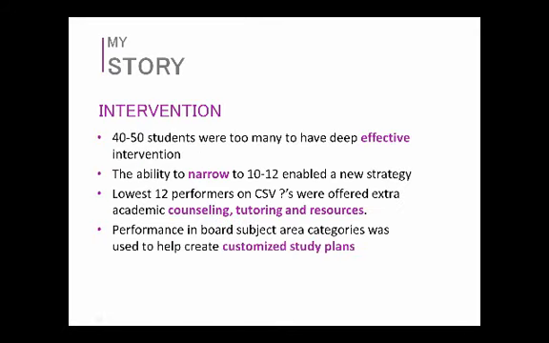So we started setting up intervention. Once we had this group narrowed down and we said, this is our group, we are confident, we've got years of data now showing us this is the group we need to intervene with, we started to look at how to do that. When it was 40 to 50, deep intervention was just not effective. So the lowest 12 performers were offered extra academic counseling, tutoring, resources. We brought them all in. We shared with them that we've been studying this.